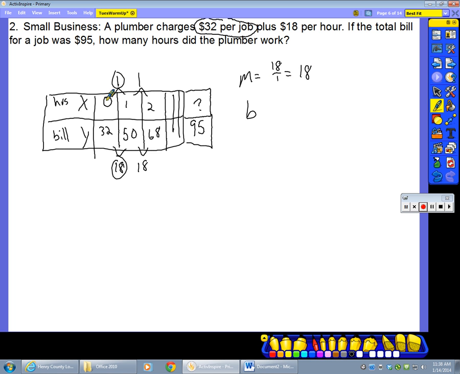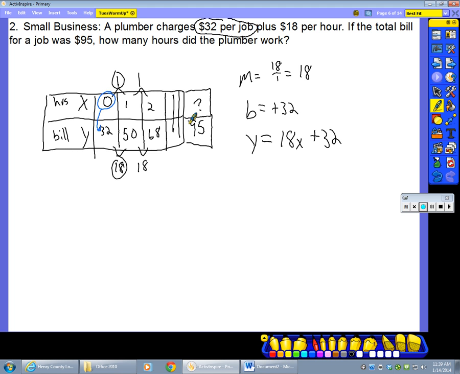My y-intercept, I'm looking for when x is 0. I'm going to see what the y value is. In this case, it is 32, a positive 32. Therefore, my equation is going to be y equals 18x plus 32. I can use this equation to solve for any kind of scenario that we're going to try to make up using this word problem.